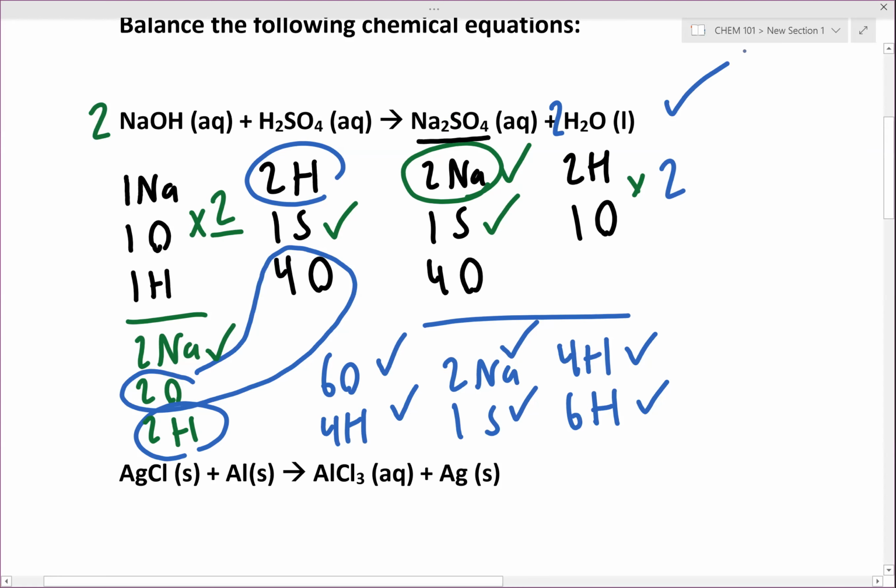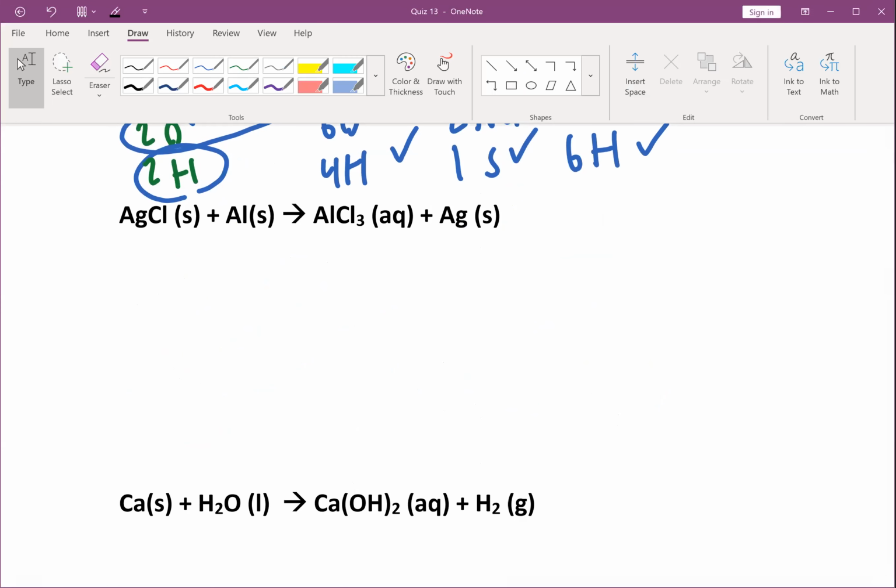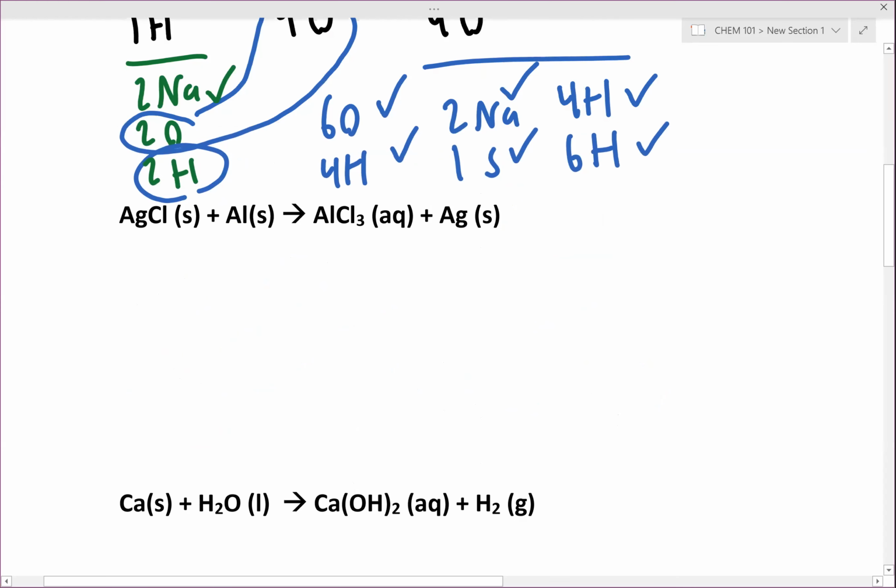Okay. So let's move on to the next class of reaction. This is one that you'll be dealing with today in lab a lot. This type of reaction is known as a displacement reaction, also known as a redox reaction. So let's do an atom count of each element. So in silver chloride, I have 1 silver and 1 chlorine. In aluminum, I have 1 aluminum. In aluminum chloride, how many aluminums do I have?